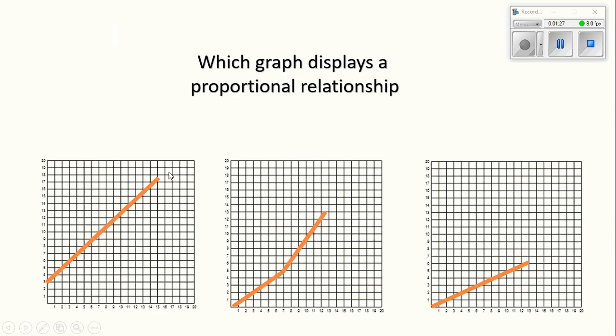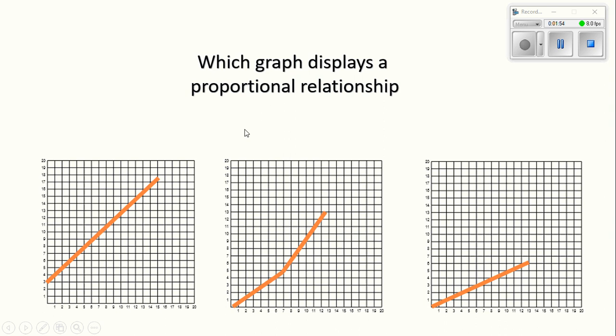In this table here, and this is going to be one of the questions asked on the quiz, which graph displays a proportional relationship? Well, as we learned in class, proportional relationships are lines that are formed by coordinates on your graph, in other words, ordered pairs that are plotted across your graph, and the line must pass through 0. It has to be a straight line that goes through 0.